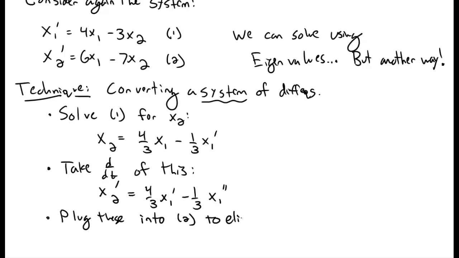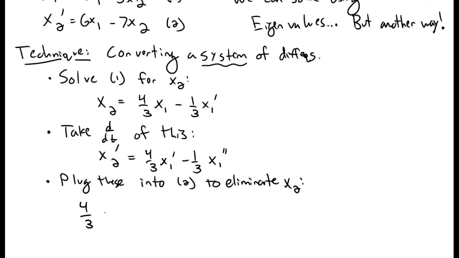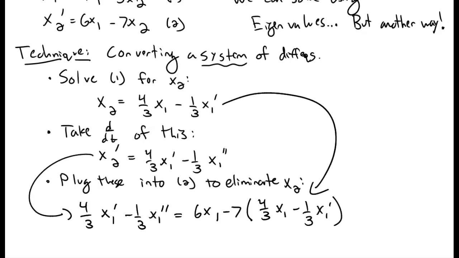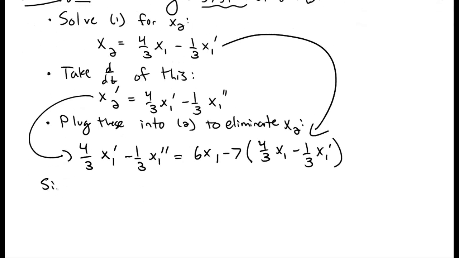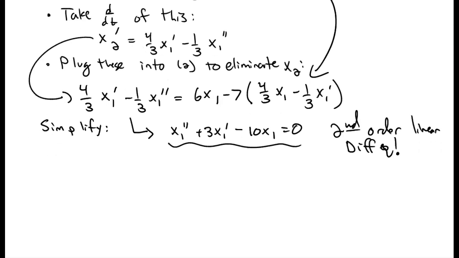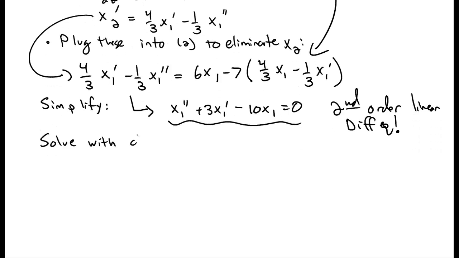So now plug these expressions for x2 and x2 prime into equation 2 to eliminate x2. And so the left-hand side and the right-hand side now only involve x1 and its first and second derivatives. Now if you simplify this to put it in standard form, then you get x1 double prime plus 3x1 prime minus 10x1 is equal to 0. So notice that this is a second order linear differential equation. So we can solve this equation for x1 using our usual techniques, like using a characteristic equation.